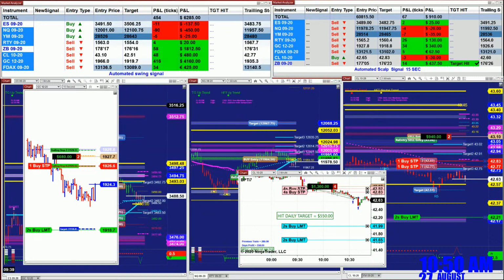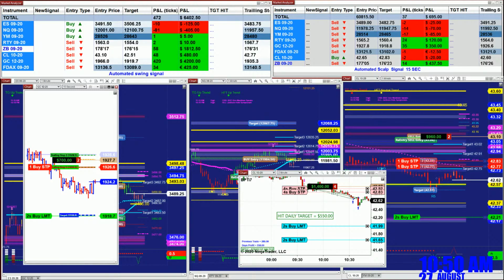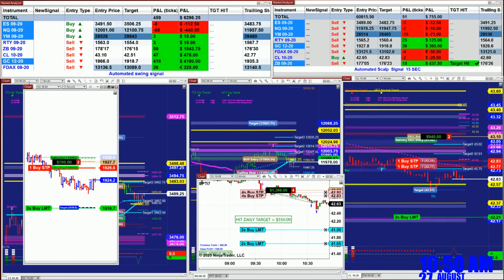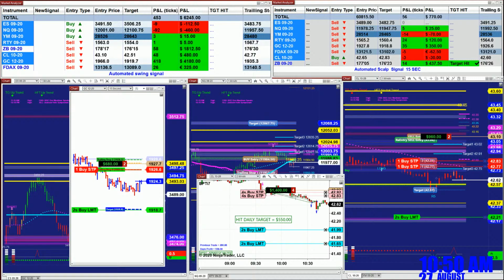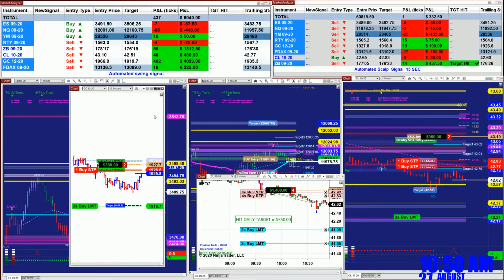And I'm gonna keep concentrating on the gold. There is no trade right now on the Russell. ES, no trade. Nasdaq, no trade. So we're gonna stand by to see. Now the market is very choppy, guys. Be careful. Please be careful. Now we are getting into a lot of chop.